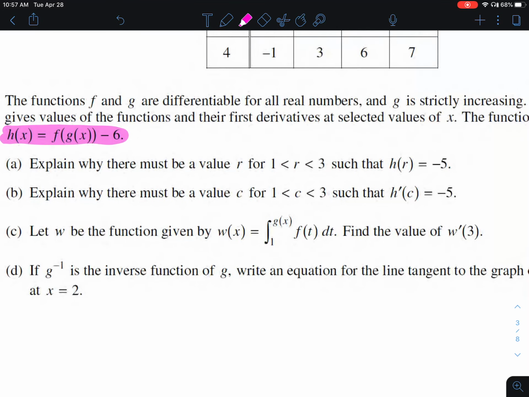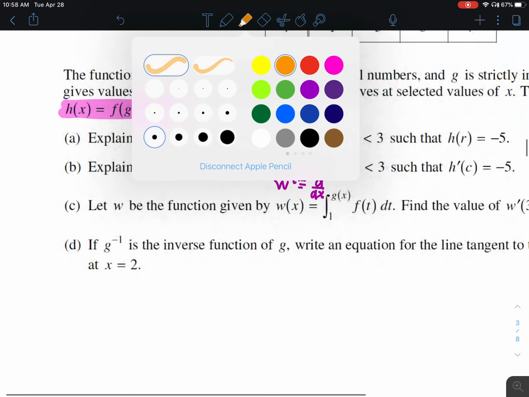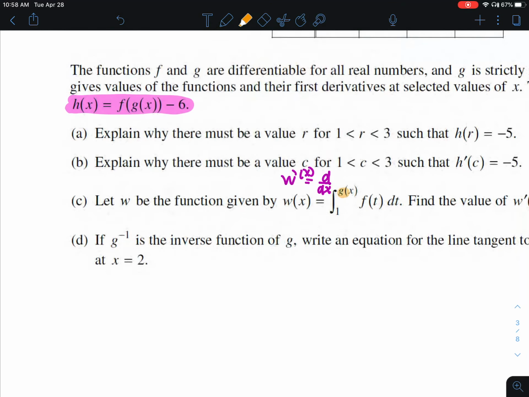Let W be the function given by W of x equals the integral from 1 to g of x of f of t dt. Find the value of the derivative at 3. This is the fundamental theorem of calculus. When we derive both sides of this, what we're doing is essentially getting rid of the integral symbol. But you have to take g of x and plug it in for t. So we've got f of g of x.